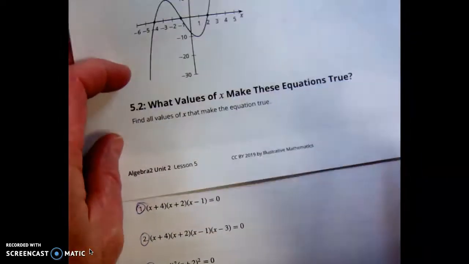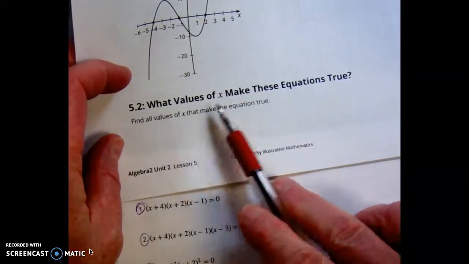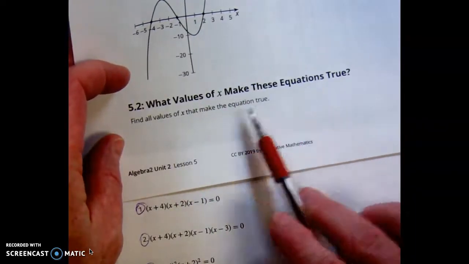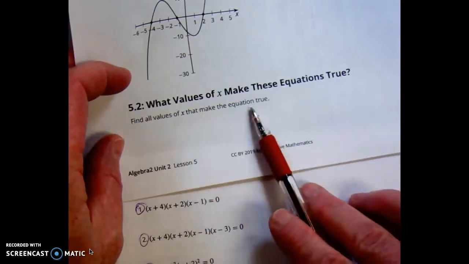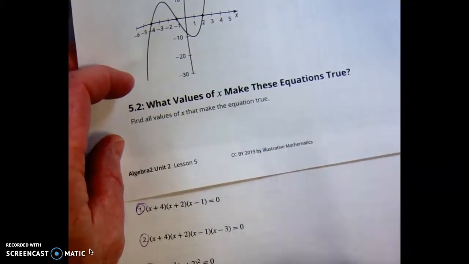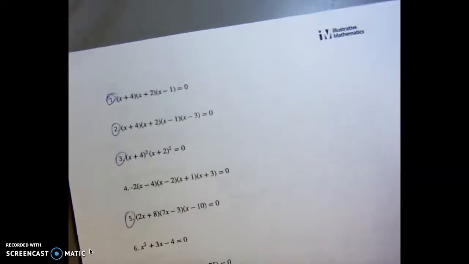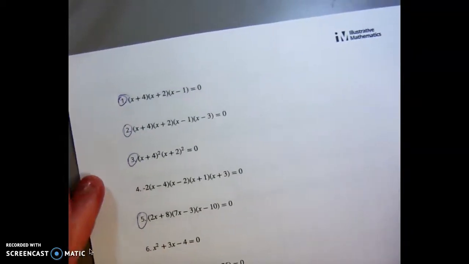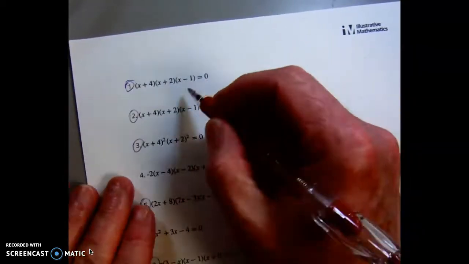All right, so activity 2 then. What values of x make these equations true? Find all values of x that make the equation true. Okay, so we're going to start with this first one. We're going to skip some of these. So this is pretty easy then.